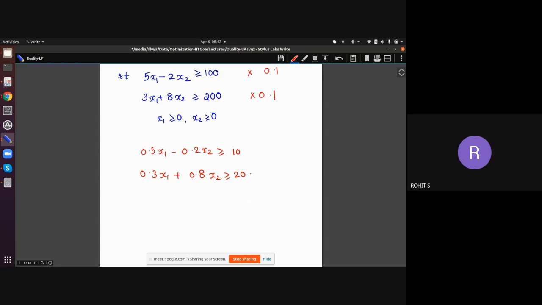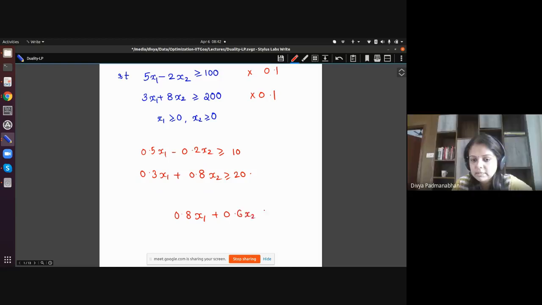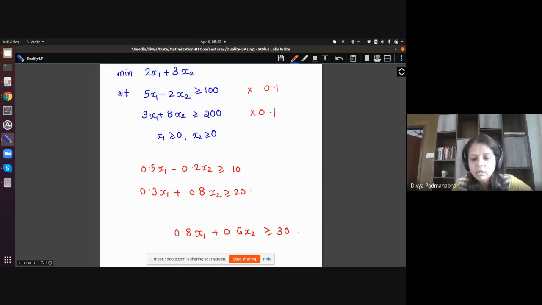0.8x1 plus 0.6x2 is greater than or equal to 30. So this is what you get from doing this operation. And now the original objective was 2x1 plus 3x2, right? So how does this compare against this 0.8x1 plus 0.6x2? Can you tell me?